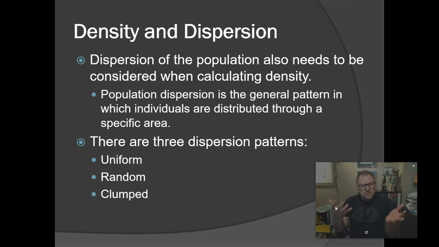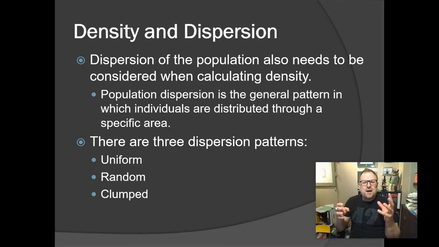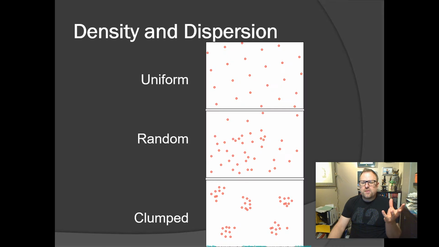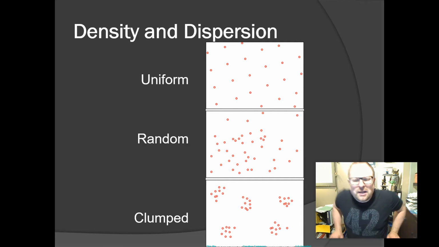This discussion of density leads us to this idea of dispersion. And this is going to be a key word for us, and I should have had this underlined for you. Dispersion of a population needs to be considered when calculating density. And population dispersion is the general pattern in which individuals are distributed through a specific area. And for us, we're going to cover three of them: uniform dispersion, random dispersion, and clumped dispersion. And we'll see that there are some that are more common than others. Here's just a simple graphical representation of what uniform, random, and clumped might be.